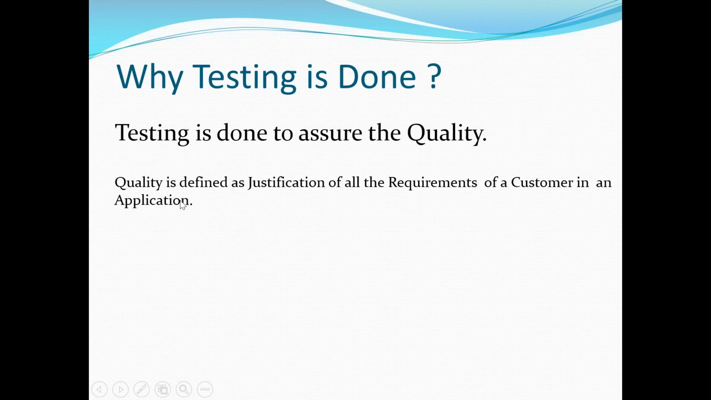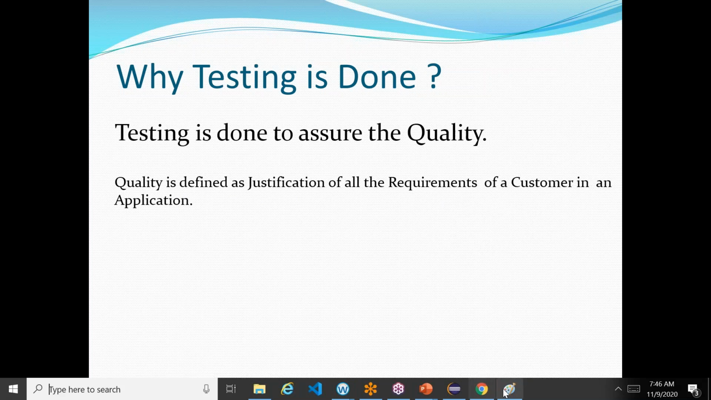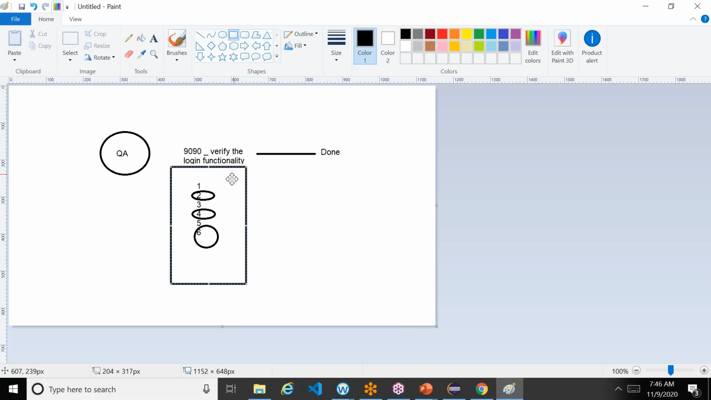See, what is quality? How can you define quality? You can say that quality is the justification of all the requirements the customer gave for the application. What are the given requirements? One requirement is done, second is done, third is done, fourth is done, fifth is done, and sixth is done. Then definitely, 100%, we can say this is a quality product. If you miss a requirement, then you cannot say it's a quality product. Understanding, right? So that's the reason.